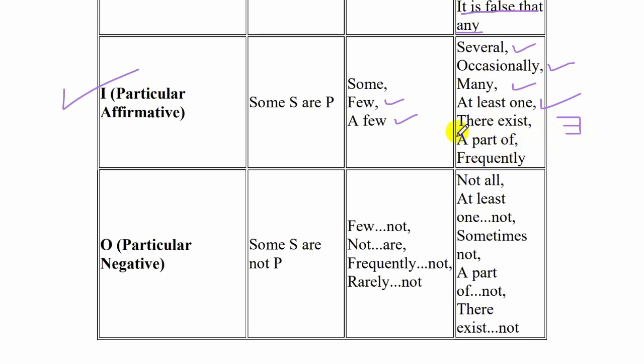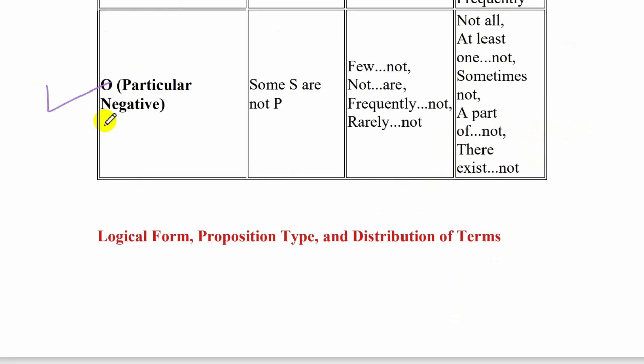So this is an I type proposition. A part of, so it is not complete. Frequently means most times, but not always.